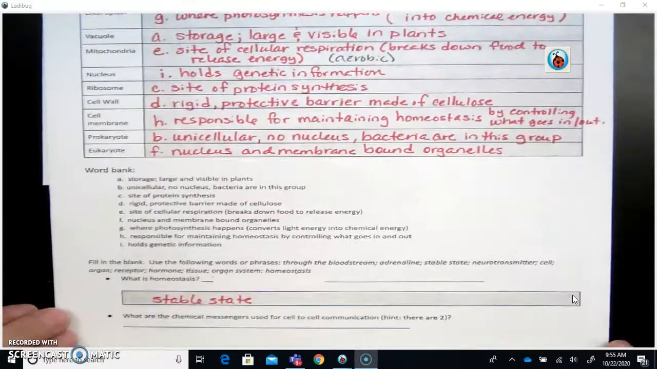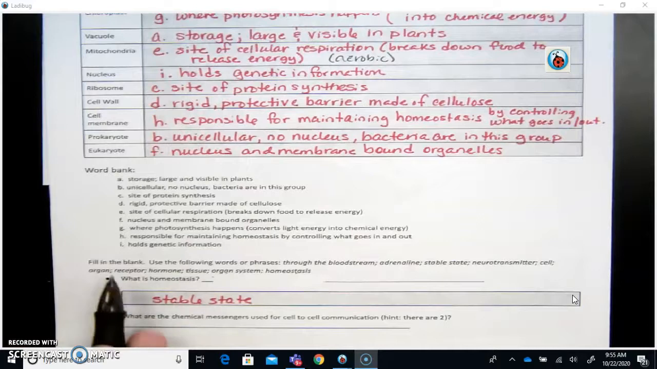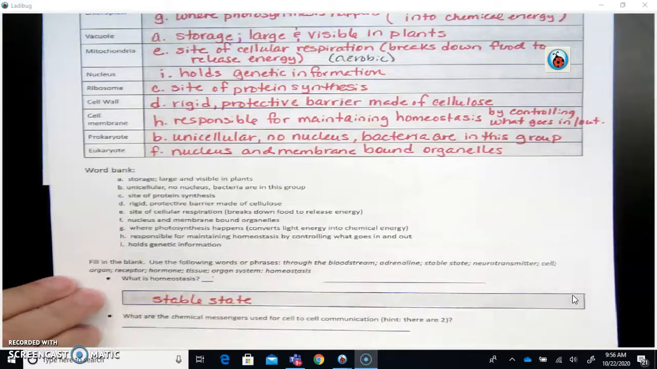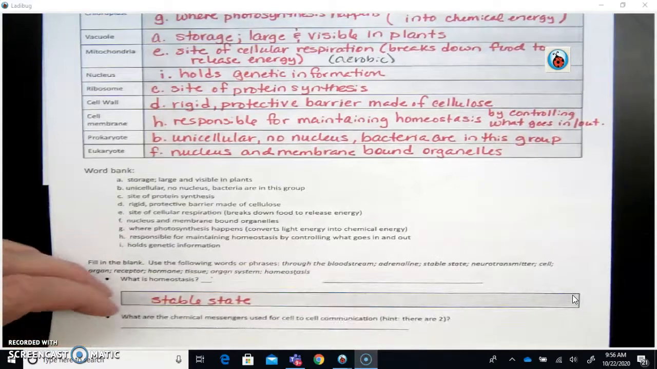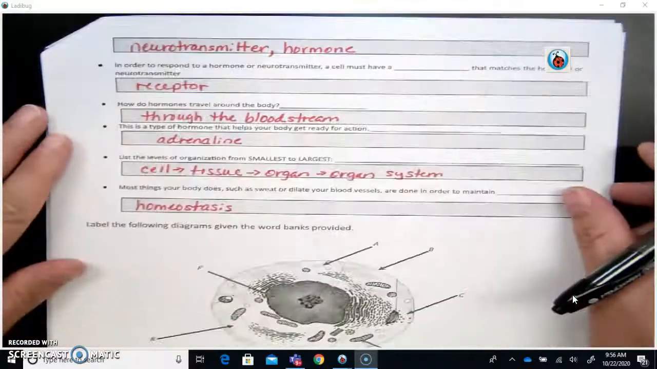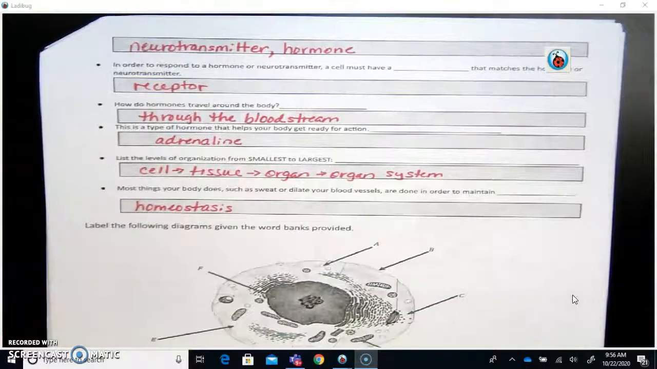Down here below, you have a word bank. What is homeostasis? What term describes that? Stable state. Means biological balance. What are the chemical messengers used for cell-to-cell communication? There are going to be two. They are a neurotransmitter and hormones.